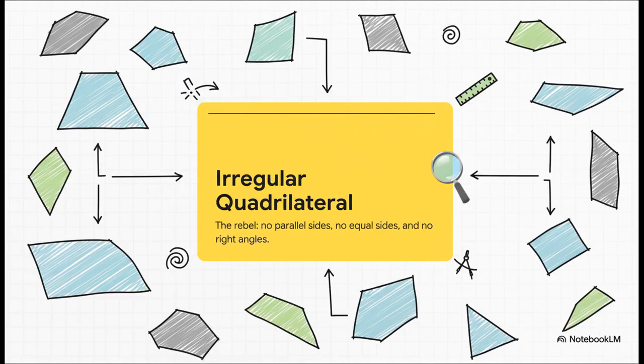And the last but not least, we have the true rebel of the family, the irregular quadrilateral. This shape follows only one rule, the original ancestors' rule. It has 4 sides. That's it. No parallel lines, no equal sides, no special angles, nothing. It's the most basic, free-form member of the entire family.